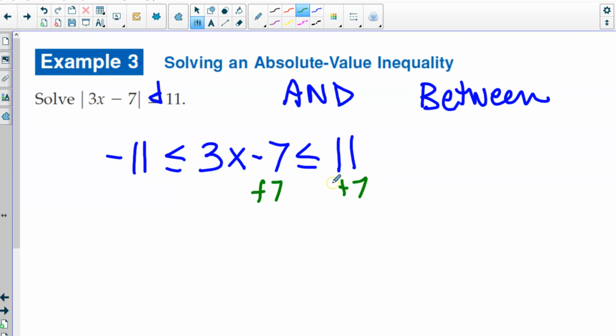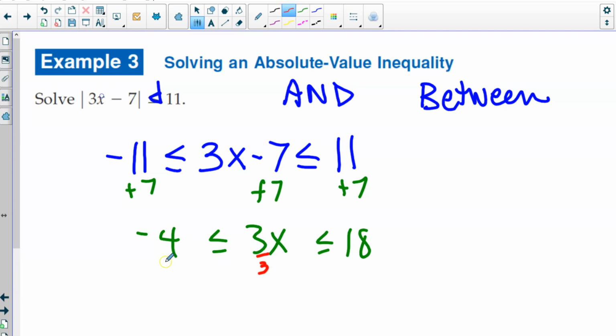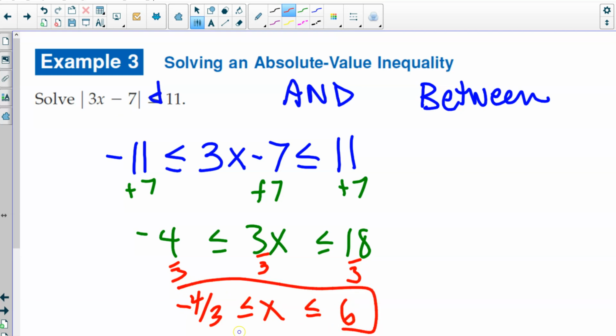And now I can solve it like I did in a previous lesson. Add 7 to all sides. 11 plus 7 is 18. We're left with 3x in the middle. Negative 11 plus 7 is negative 4. Now I divide everything by 3. My answer is that x is between negative 4/3 and 6, or x is less than or equal to 6 and greater than or equal to negative 4/3. That's an and statement with an inequality and absolute value.